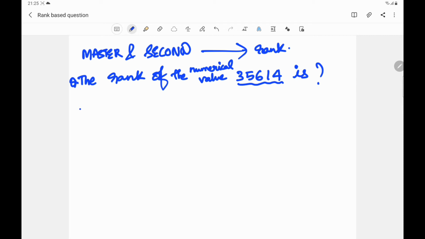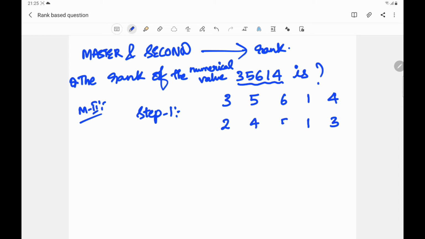Again, using the method with which we solved the earlier questions, you need to solve this in the same way. In step 1 you simply write it down: 3, 5, 6, 1, 4, and assign the ranks. The rank here would be 1, this rank would be 2, this rank would be 3, this rank would be 4, this rank would be 5, because when you start the digits from 1, you are going to get the ranks in this way.